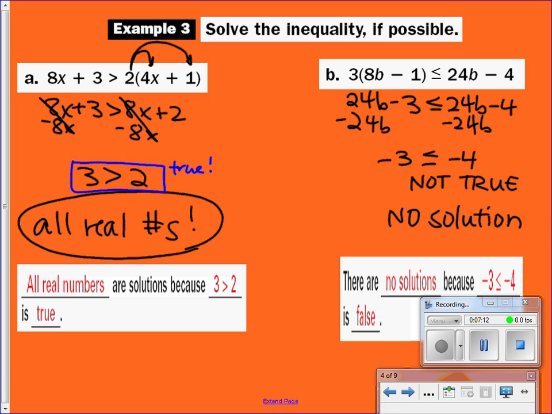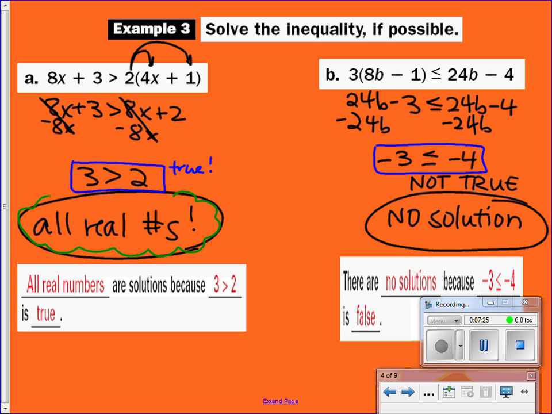If it's not true, then it will never be true. That means there is no solution, and it's all based on that statement. Your answer, though, what you write for your solution, is all real numbers. You write your solution as no solution if it's not true.